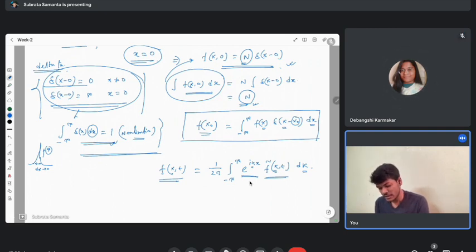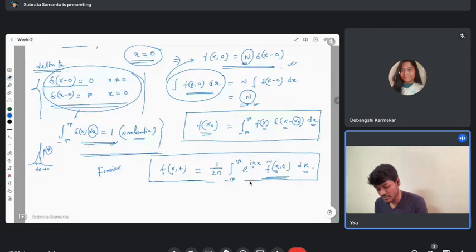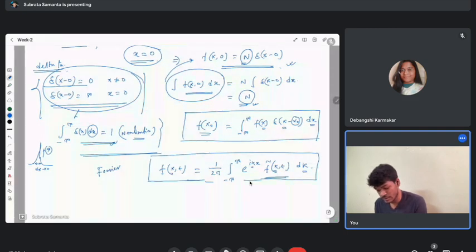So this is a definition that takes us from one space to another space in this way. There are certain other conditions also, but when we go through the Fourier transform, in your mathematical physics course, it will be discussed more elaborately. Okay, so it's a Fourier transform.